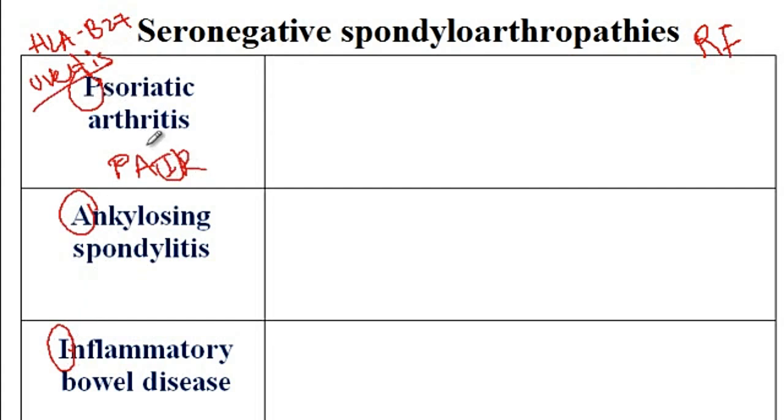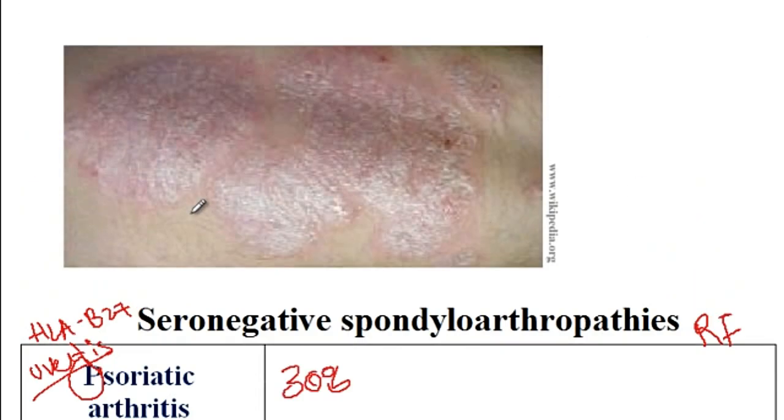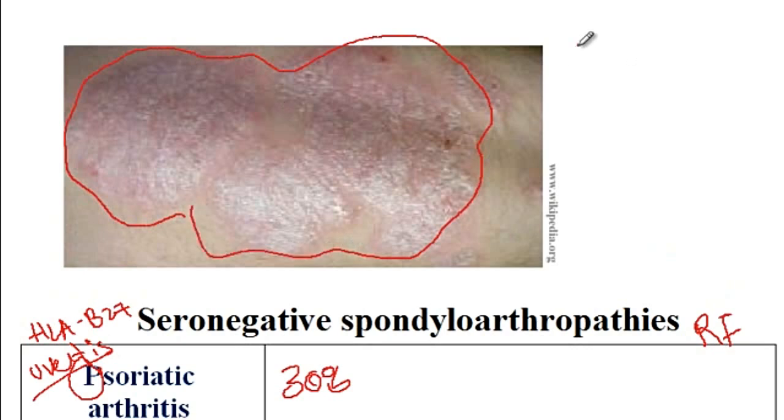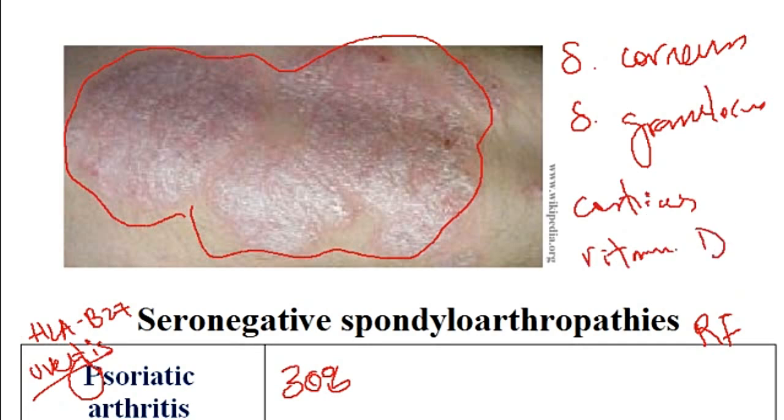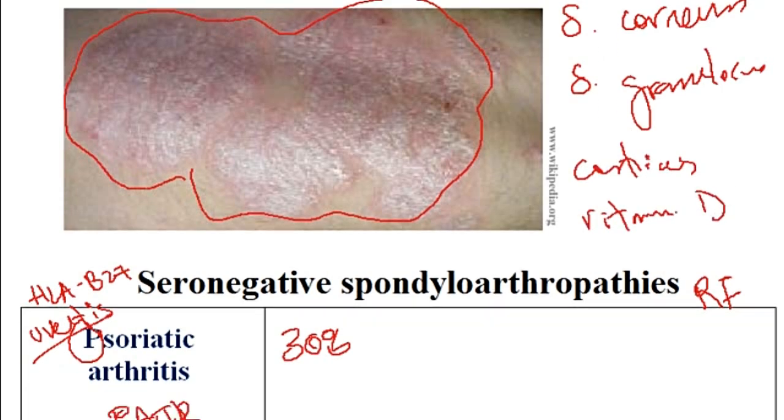So psoriatic arthritis is seen in 30% of patients with psoriasis. And psoriasis, you may recall, presents with silvery scaled plaques that's shown in this image. And then it's due to the thickening of stratum corneum and thinning of stratum granulosum. And then the treatment for the skin lesion is usually corticosteroids, vitamin D, or retinoids. Anyway, back to the topic.